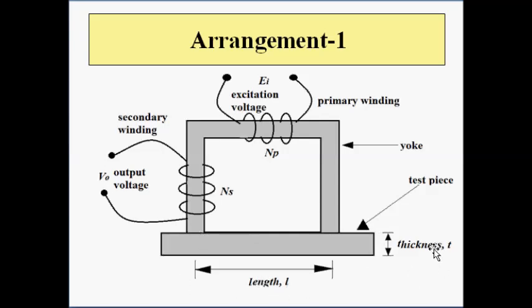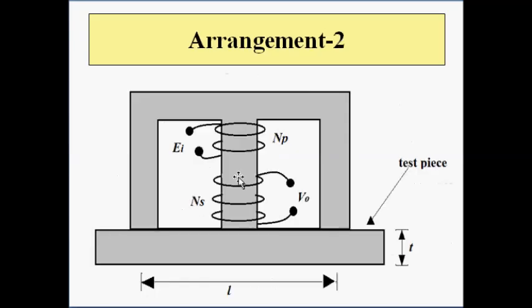whose thickness is to be measured. Okay, this is the first arrangement. Then we have another arrangement in which the shape of the yoke is in the form of an M. Okay, it is an M-shaped structure.